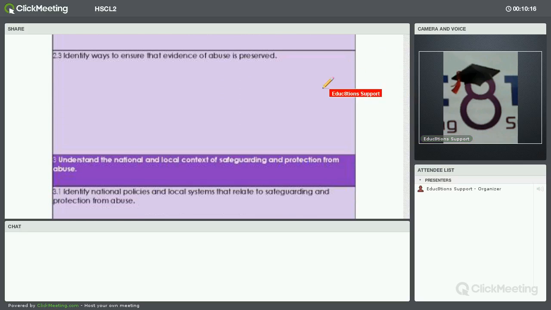And then 2.3, identify ways to ensure that evidence of abuse is preserved. Okay, so you know that some form of abuse has just taken place. You're with the client or whoever it may be. It could well be a colleague who's been abused, not necessarily a client, and you're there at that time. So what ways can you ensure that evidence is preserved?